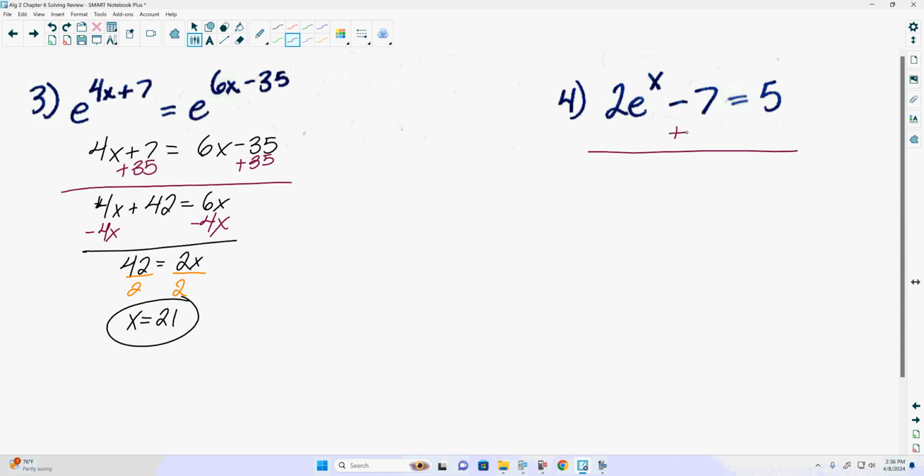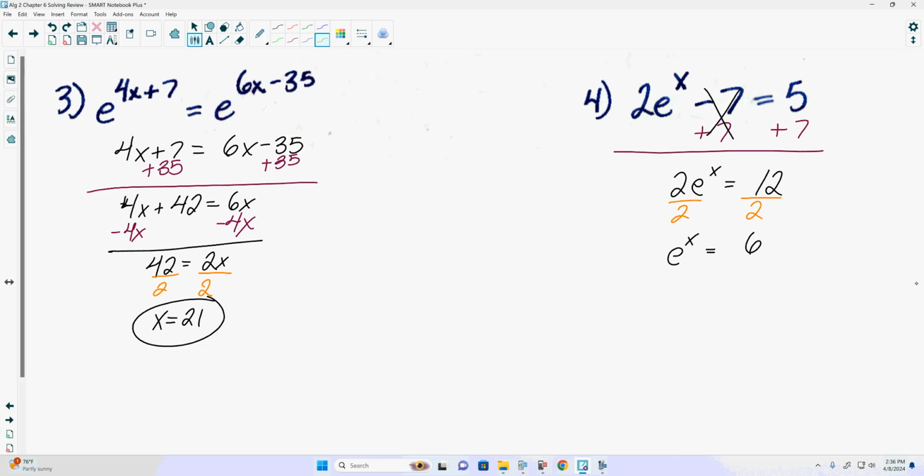We would add 7 to both sides, because our negative 7 plus 7 would cancel, giving us 2e to the x is equal to 12. Now again, our e to the x is not by itself, so we need to divide both sides by 2, telling us that e to the x is equal to 6. Now the e to the x is by itself.